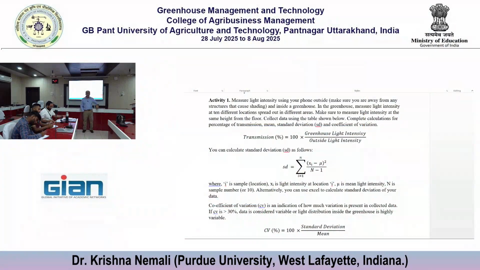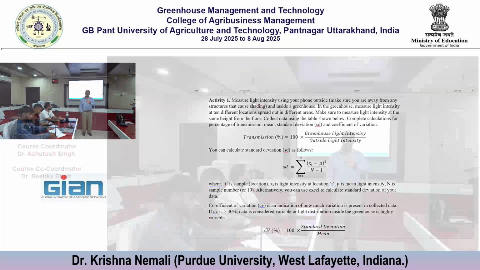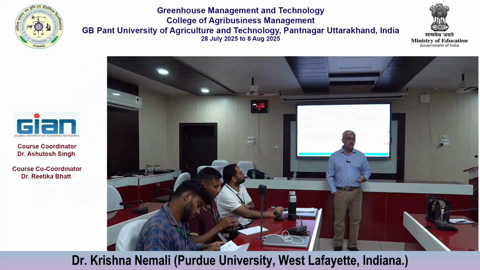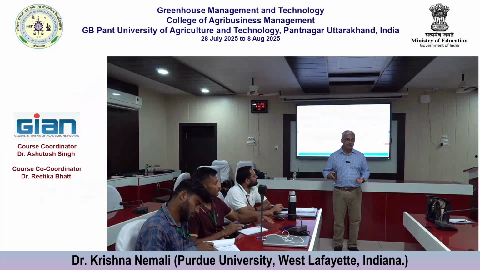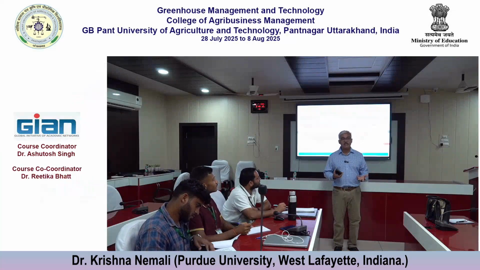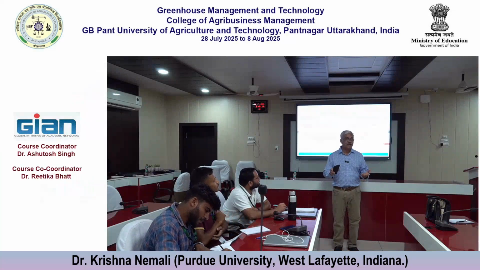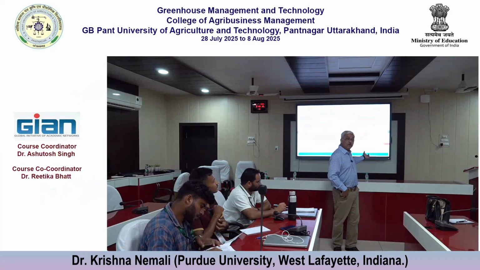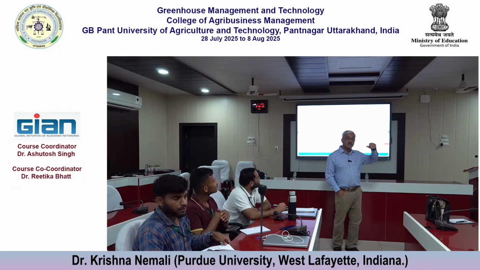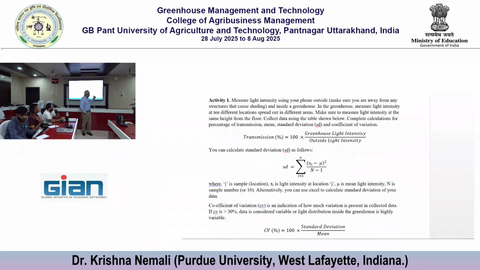Whatever you measured in this room is greenhouse light intensity, and what you measured outside is the outside light intensity. In the real world, you have to measure inside a greenhouse. Unfortunately, we're not doing it. But at least you will now know the procedure. Okay, you have a phone app. It's not exactly a quantum sensor, but at least something that will tell you how much light is there. But then when you divide greenhouse intensity by outside intensity, you get some sort of percentage transmission.